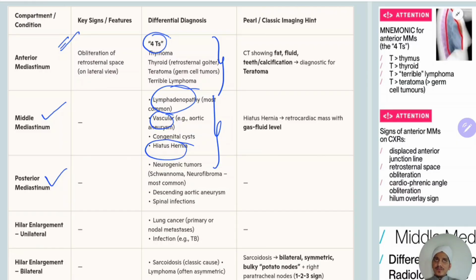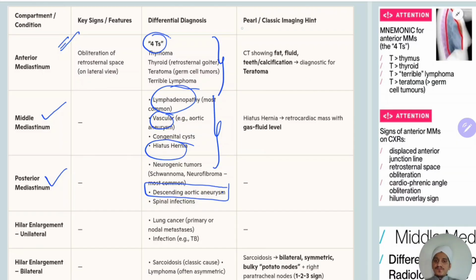Posterior mediastinum masses are mainly concerned with the spine. So neurogenic tumors and infections of the spine, whether tuberculosis or some spinal abscess, or one more thing, descending aortic aneurysm. Unilateral hilar enlargement is mainly caused by lymphadenopathy or malignancy, lung cancer and tuberculosis. Bilateral enlargement is classically seen in sarcoidosis, the 1, 2, 3 sign along with paratracheal lymphadenopathy, symmetric, whereas lymphoma will have asymmetric lymph node enlargement, and it will be bilateral.